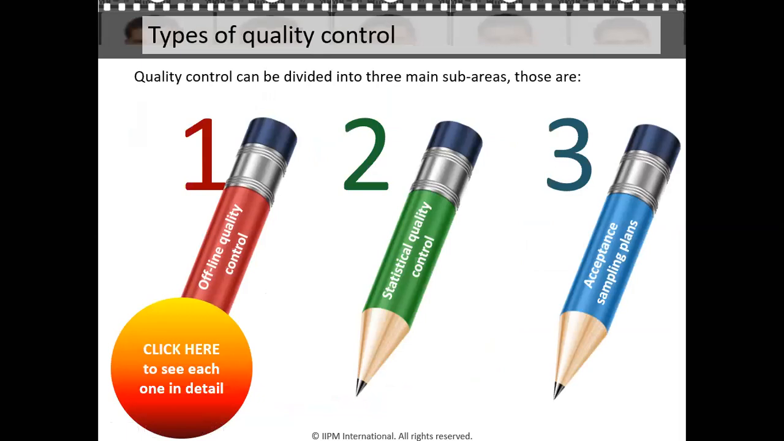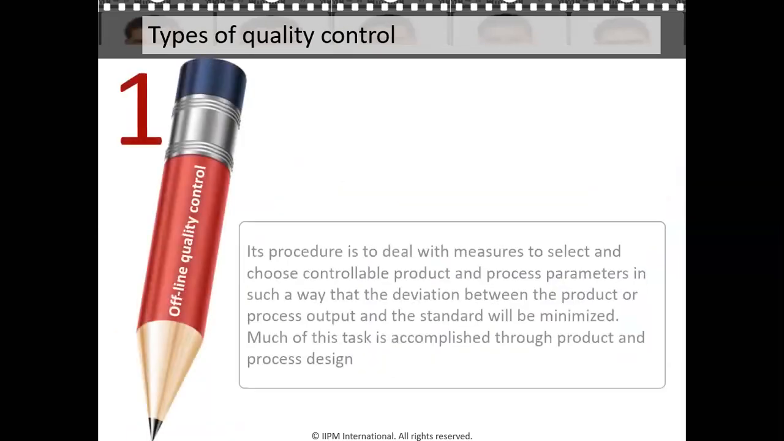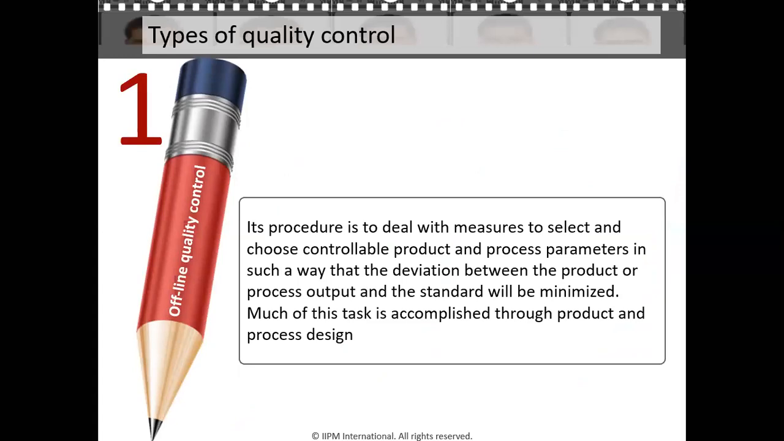Now, we have the three types of quality control. We have the offline quality control, we have the statistical quality control, and we have the acceptance sampling plans. Now, let's look at each one and see what it has to say.